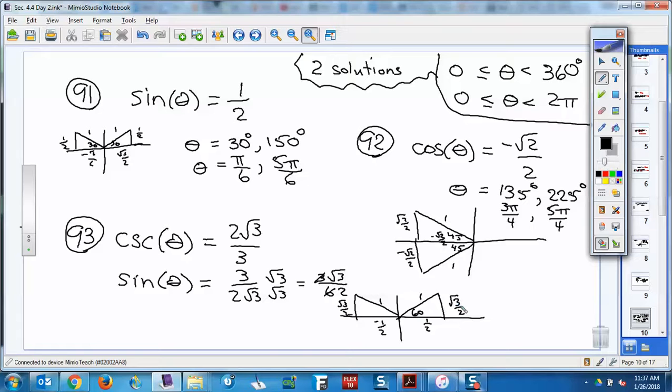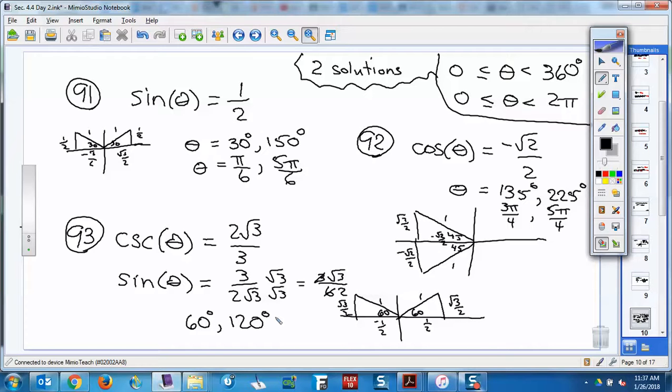So across, so this is where the triangles can come in handy, right? And this is this idea of reference angle. Okay? So this would be a 60 over here. So where does sine equal root 3 over 2? That would be at 60 degrees and at, what's this other one? 120. And then we can put those into radians as well.